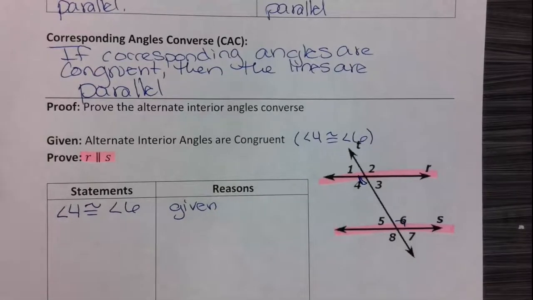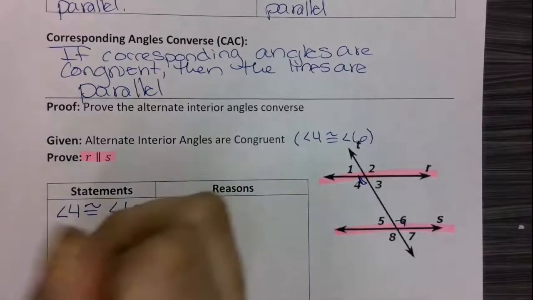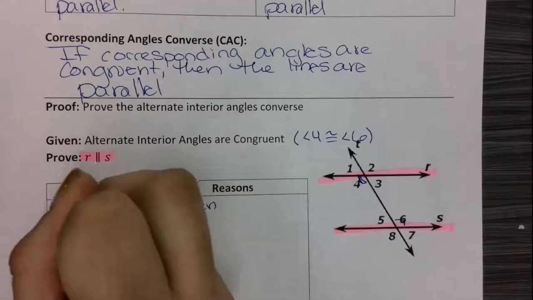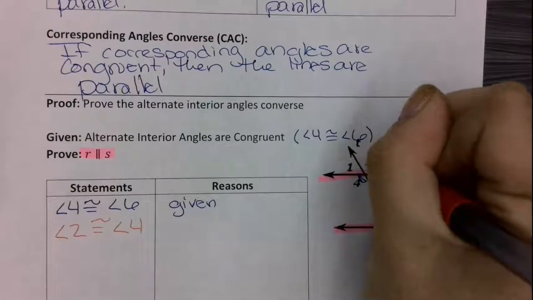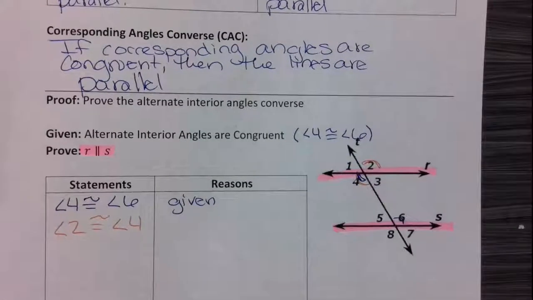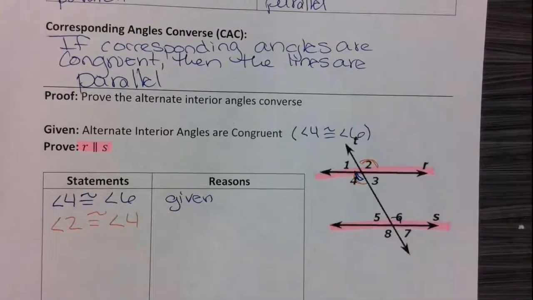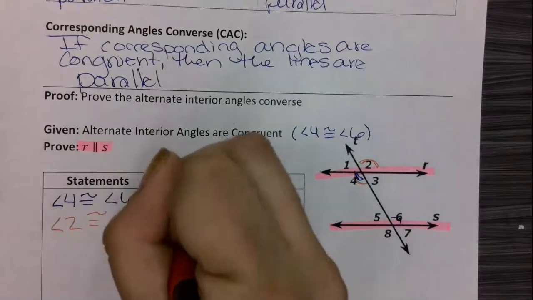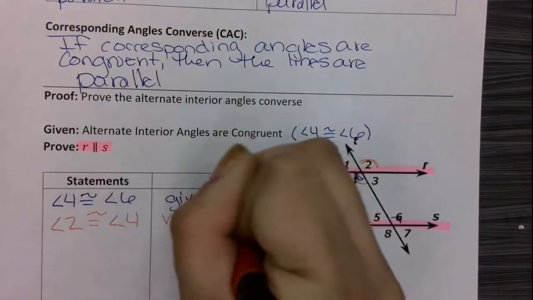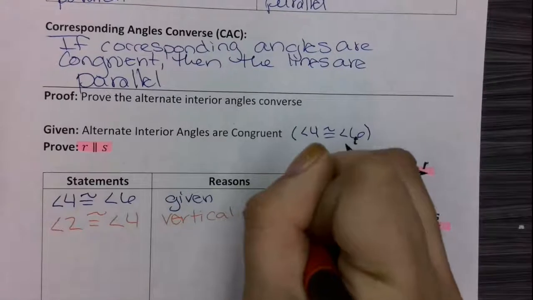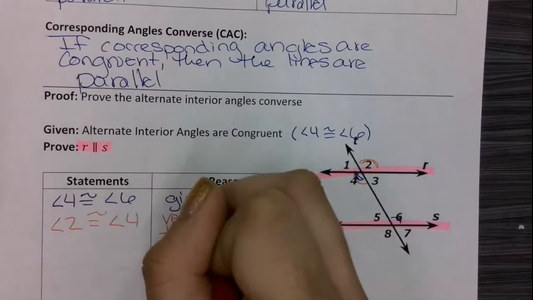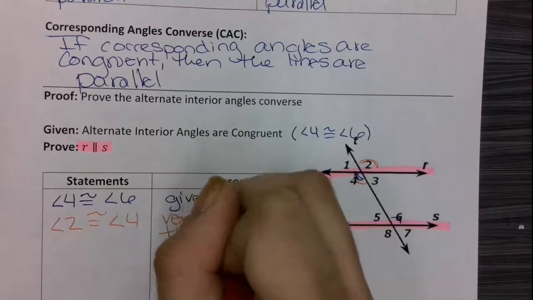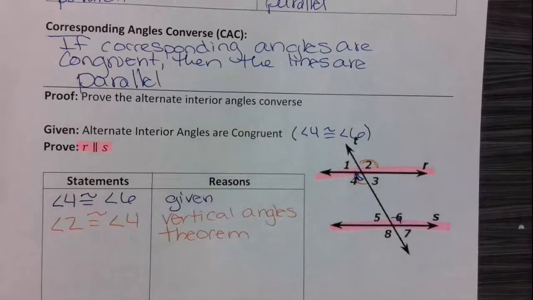alright, I always use red second. I'm going to pick angle 2 is congruent to angle 4. How would those two be congruent? They're not linear. They're vertical. So this is the vertical angles theorem. Okay. Then what can I say?